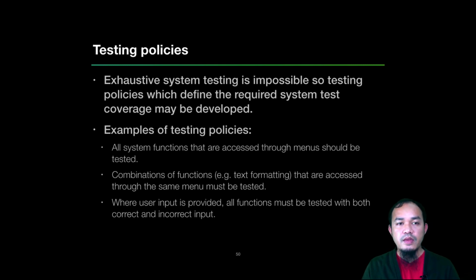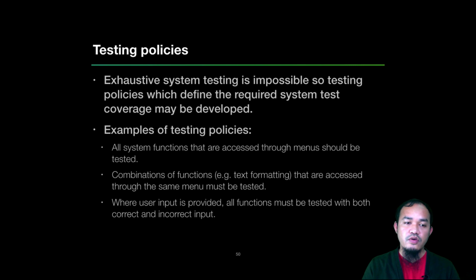Testing policy. Okay, it's difficult to test all things in the system all together. There should be some part, some middle thing that we use to test. We cannot test everything inside the system. It is difficult. So this is an example of a policy. When we do testing, there should be a policy on what the limitations of testing are.